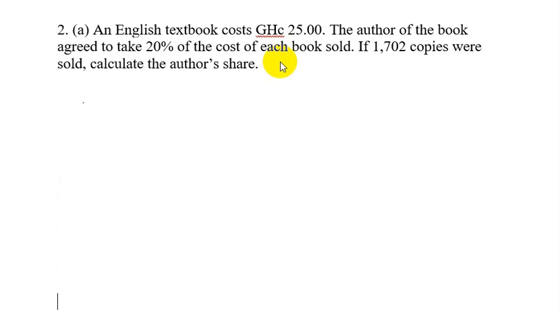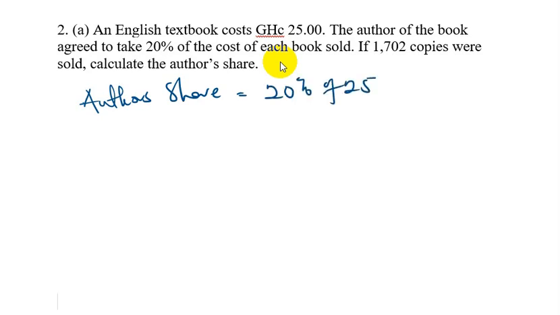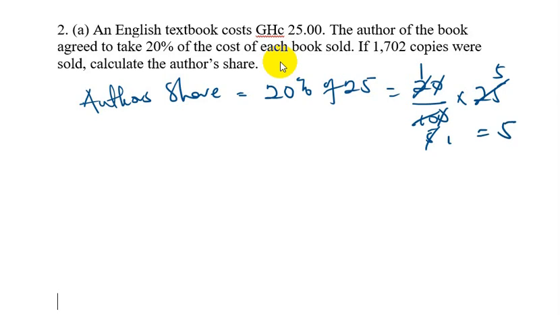So author's share will be equal to 20% of 25. Okay, and that will give us 20 over 100 times 25. Okay, so 0 cancels 0, 2 goes here 1, it goes here 5, 5 goes here 1, it goes here 5. So that is 5. So the author for every book is getting 5 cedis.